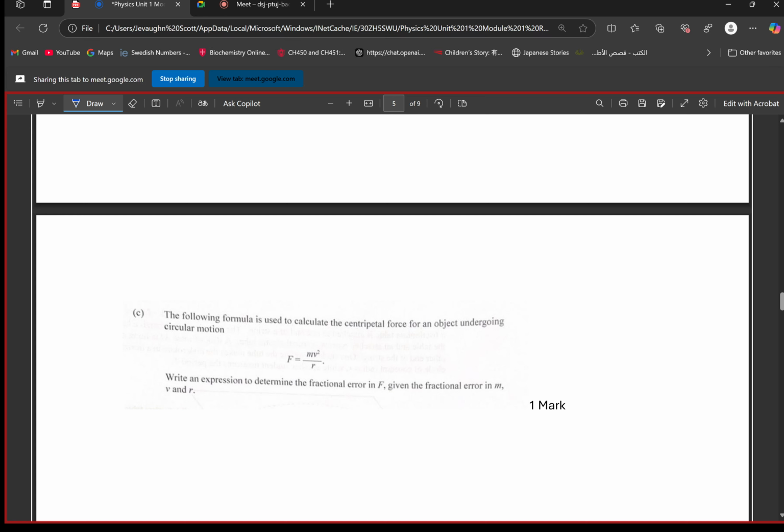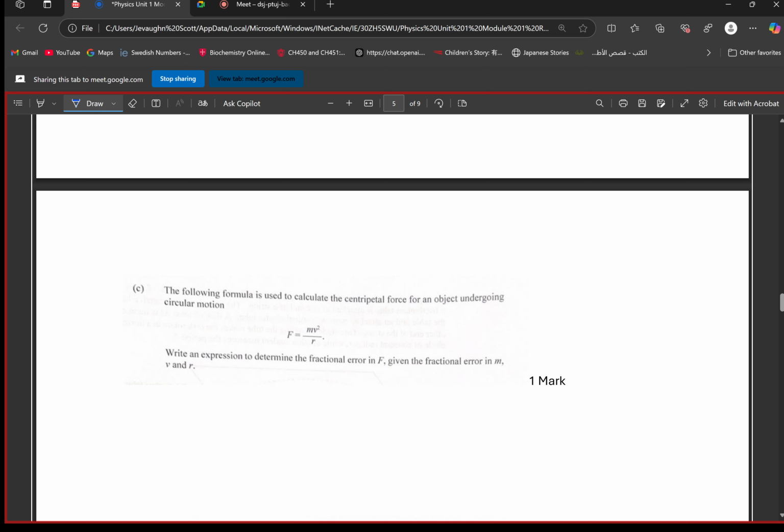The following formula is used to calculate the centripetal force of an object undergoing circular motion. The centripetal force is equal to the mass times velocity squared divided by the radius of the circular path. Write an equation to determine the fractional error of F, given the fractional error of M, V, and R. How will we find the fractional error again? Go ahead.